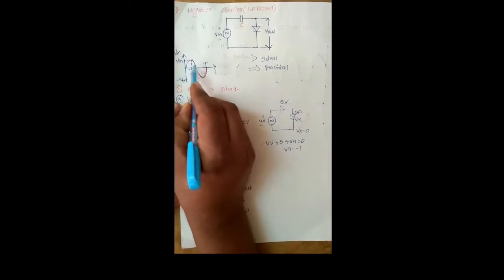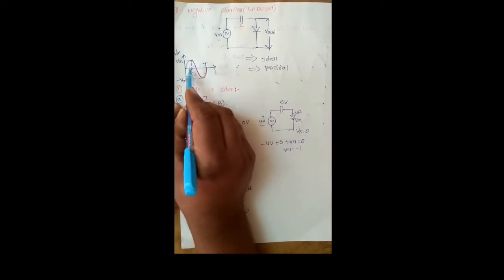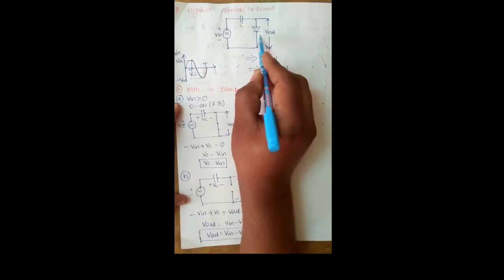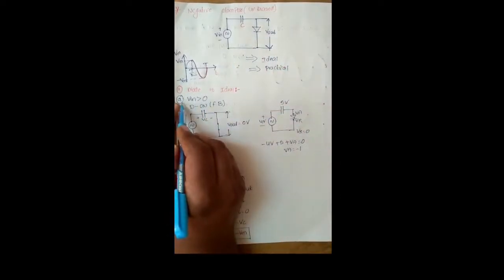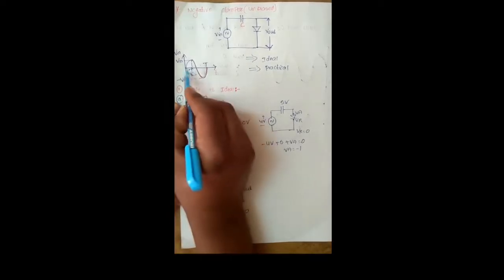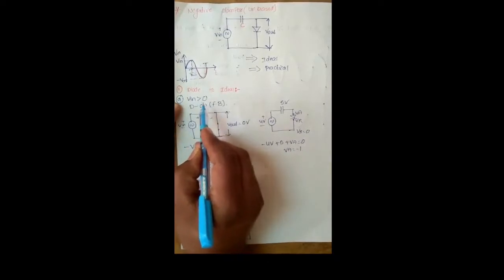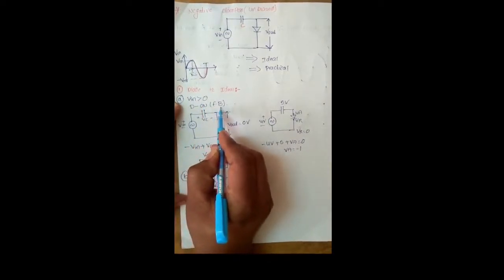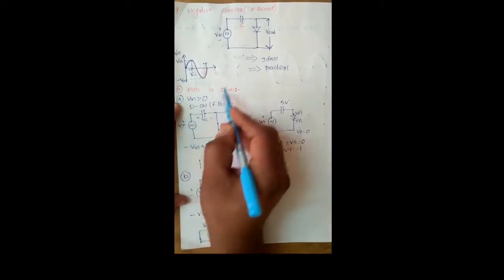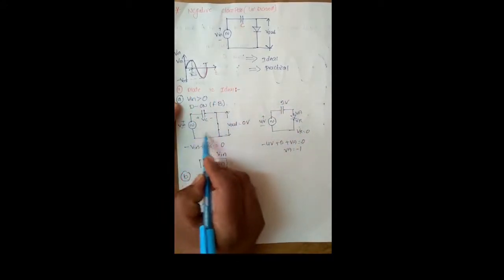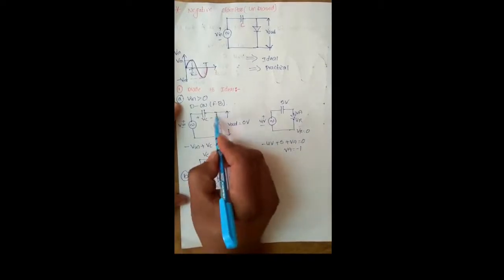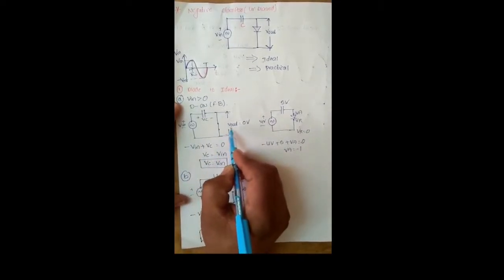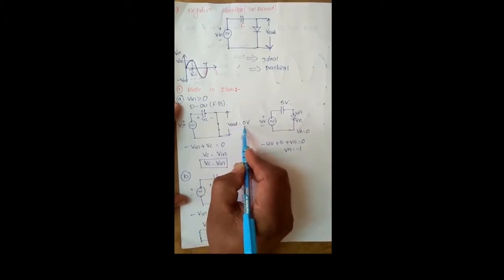During the positive half cycle of this input signal, the diode is on. It means that the diode is operating in the forward bias condition. Here we consider the condition that the input voltage is greater than 0. In this duration the diode is on, which means the diode is operating in the forward bias condition. Based on this condition we redraw the circuit, and we get this circuit. Here the diode is short circuited and the output voltage Vout equals 0 volts.